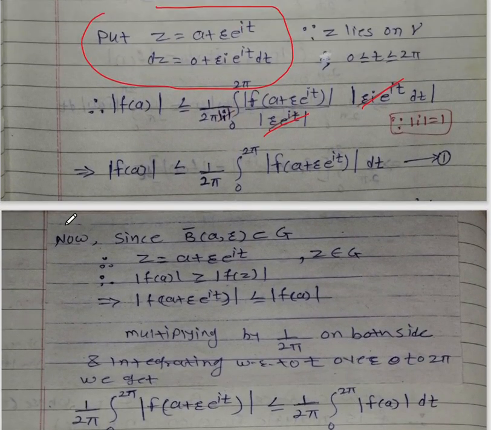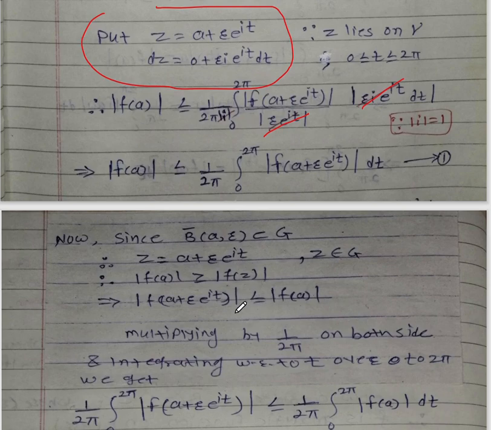So which implies mod f of a is less than or equal to 1 upon 2 pi, modulus of i, integral 0 to 2 pi f of a plus r e raised to power i t dt, equation number 1. Now we know that we have considered a closed circle whose center is a and radius r, contained in a region G. So z equals a plus r e raised to power i t for all z belongs to G, which implies mod f of a is greater than or equal to mod f of z.